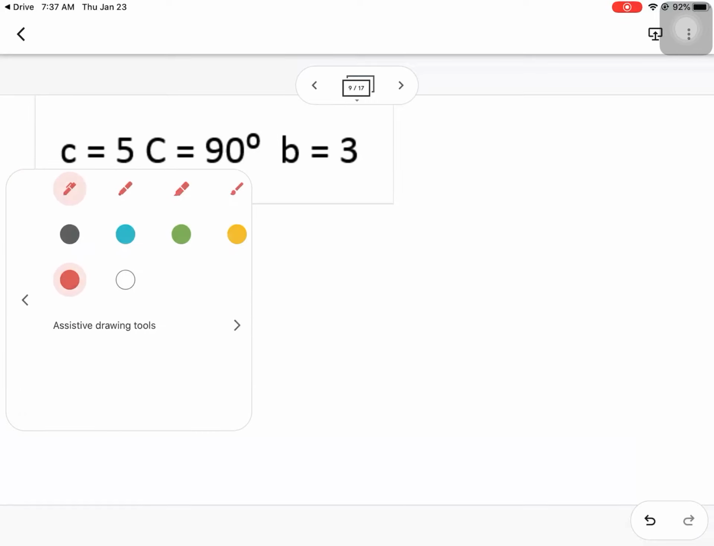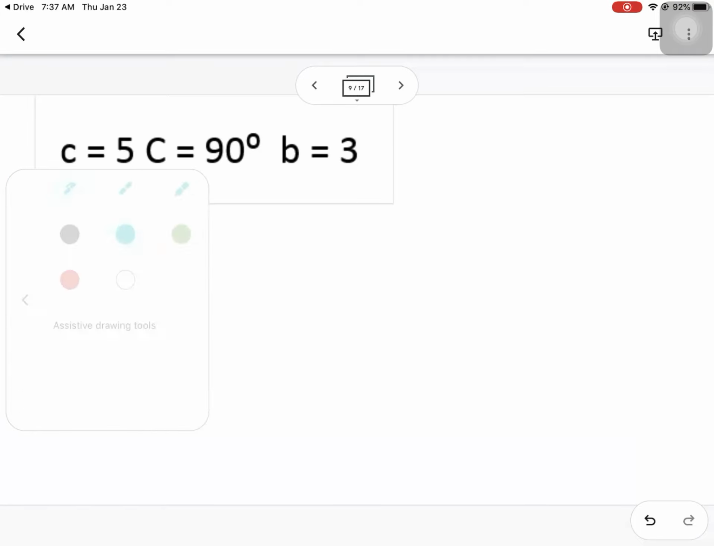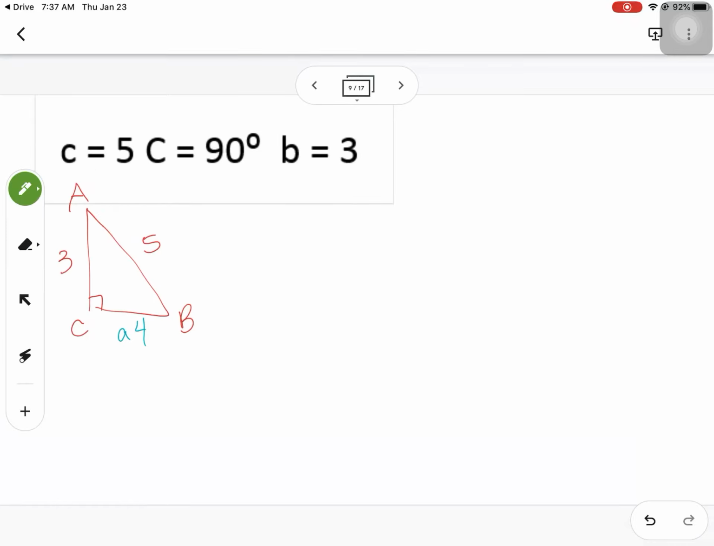Okay. With this one, again, I would start by finding my little a down here because that's my only missing side, and I can do the Pythagorean theorem to do that. When you do that, it's going to be a 4. Then I'm going to go ahead and find my angles, not my sides. I already know my sides, and again, you can do it in any order you want.